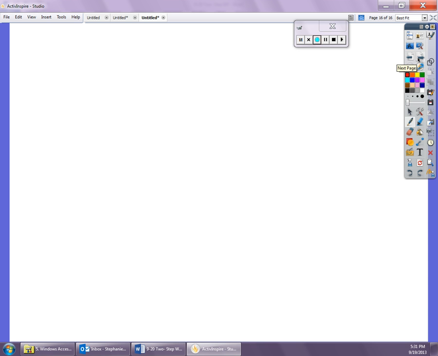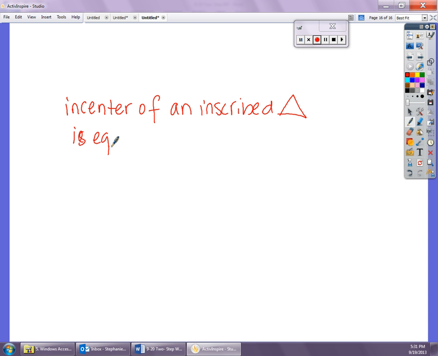Okay. Now, there are some things that you might need to know that might not be on your review, like incenters. We didn't really talk about incenters a lot. So the incenter of an inscribed triangle, so you should probably write this down somewhere, is equidistant to the sides of the triangle. So it's kind of the opposite of the circumcenter. It's different from the circumcenter. Circumcenter goes with points or vertices. Incenters go with sides.